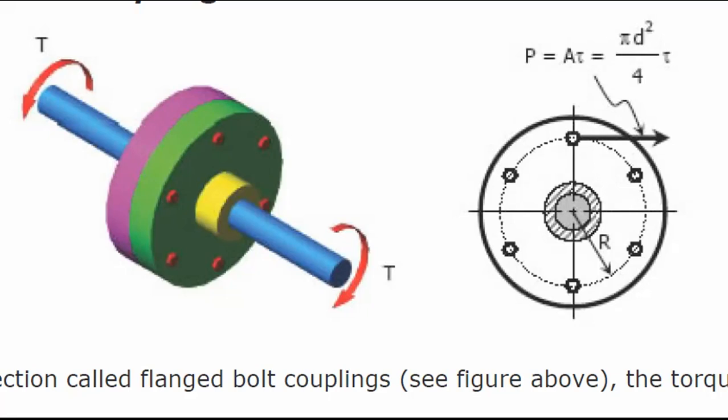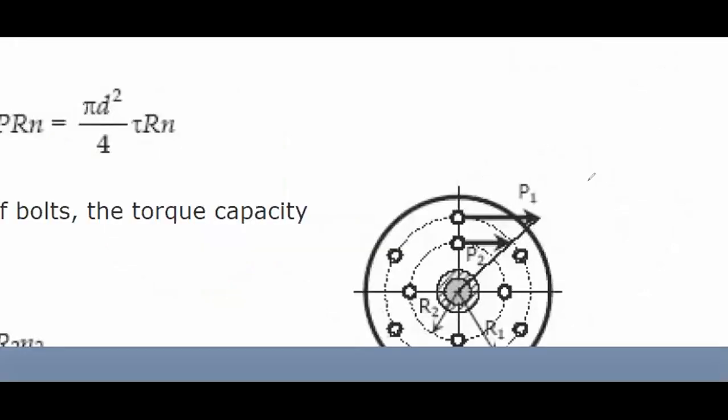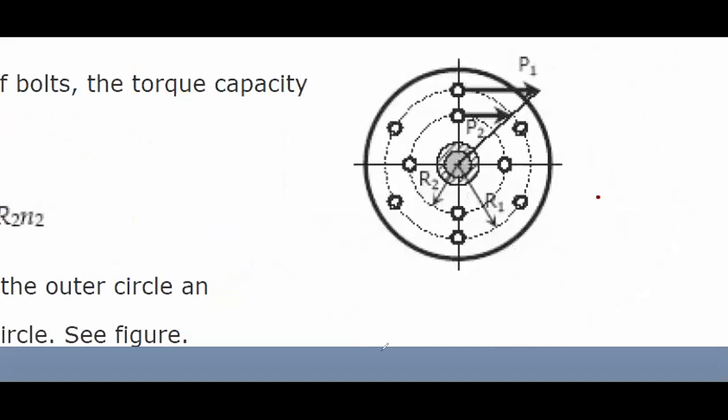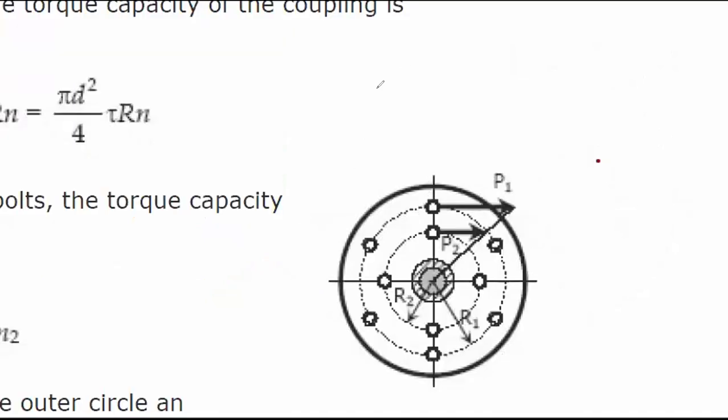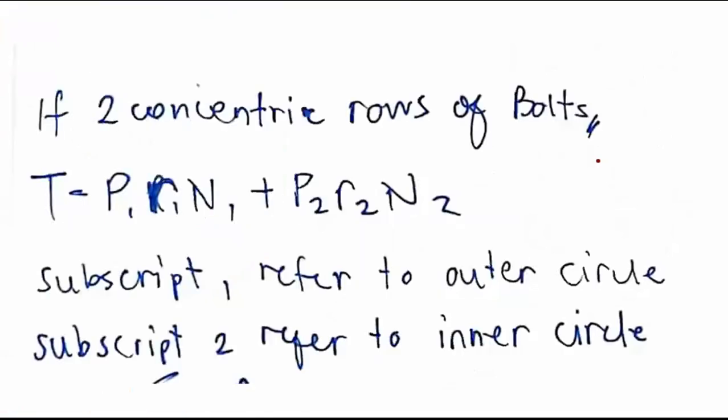And what if there are two rows of bolts? This is for two concentric rows of bolts. You can see it in this drawing. What we'll do here is just add the two: torque 1 and torque 2. Subscript 1 refers to the outer circle, while subscript 2 refers to the inner circle.